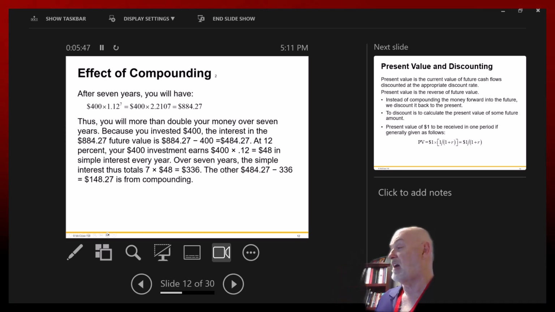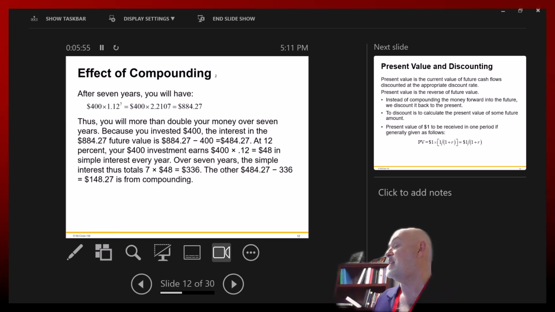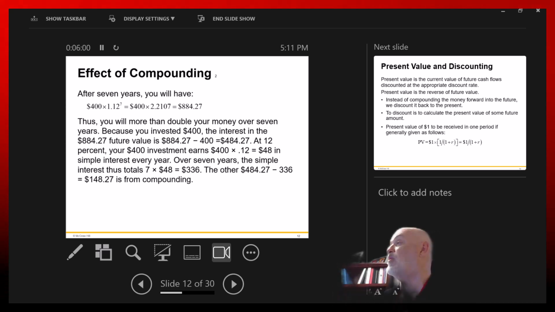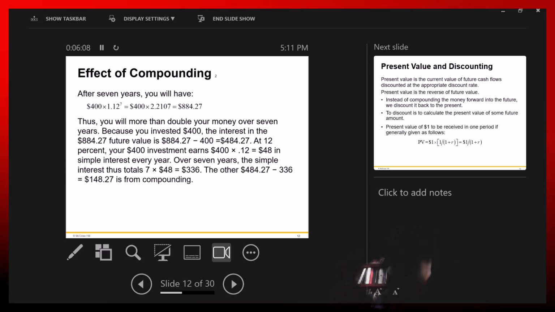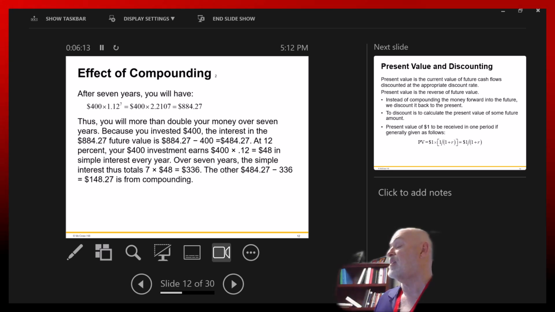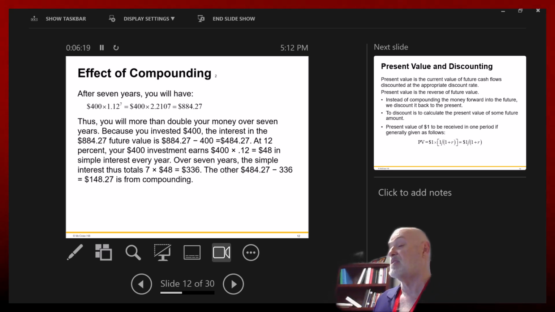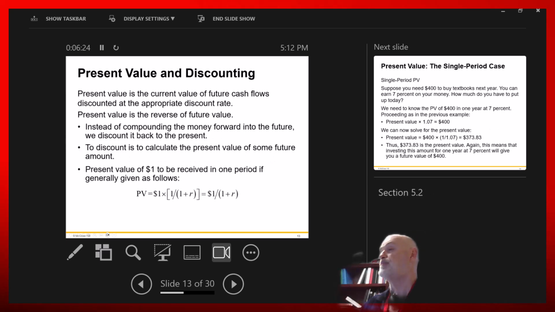Because you invested $400, the interest in the $884.27 future value is $884.27 minus $400, which is $484.27. At 12%, your investment earns 400 times 0.12, which is equal to $48 in simple interest every year. Over 7 years, the simple interest thus totals 7 times 48, or $336. And the other, 484.27 minus 336 equals $148.27, and that is the compounded interest in total.